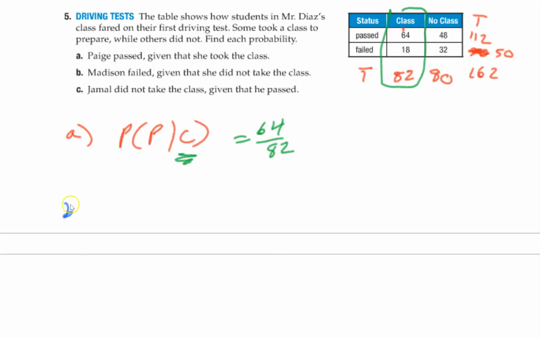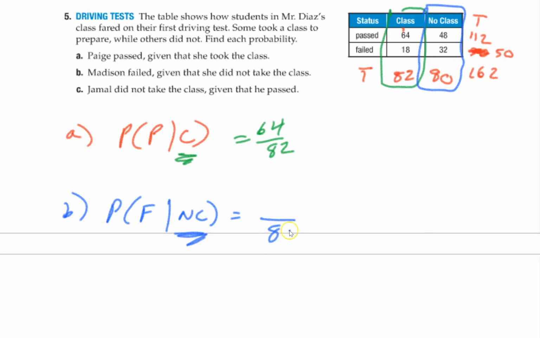Next one, Madison failed. Sorry, Madison. Given that she did not take the class. So probability failed, given that she did not take the class. So no class, people that did not take a class. My total is 80. How many of them failed? 32. Just a statistic, Madison. So there's that one. And then the last one here, C.